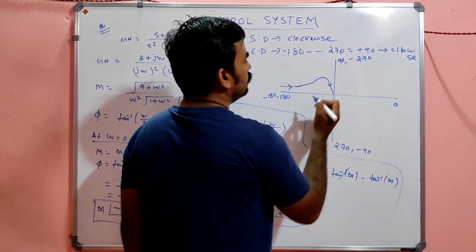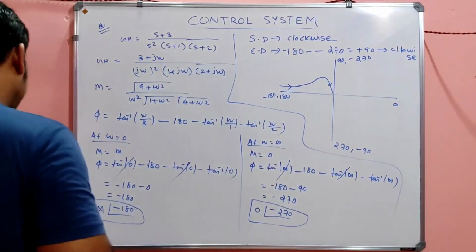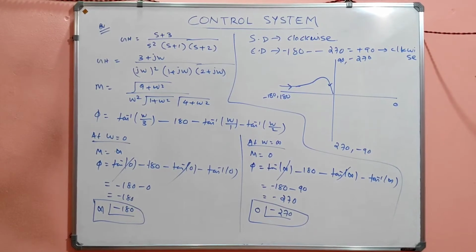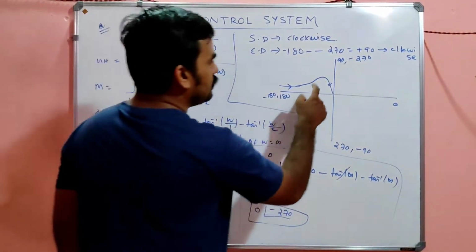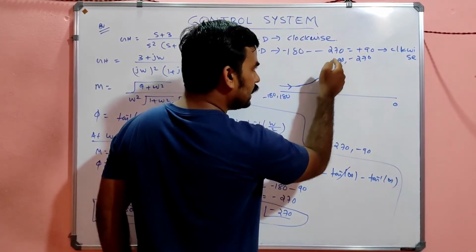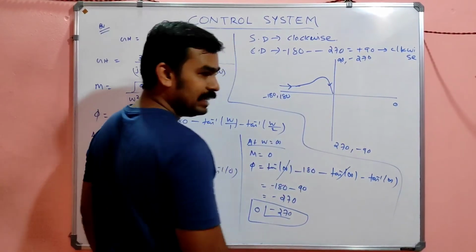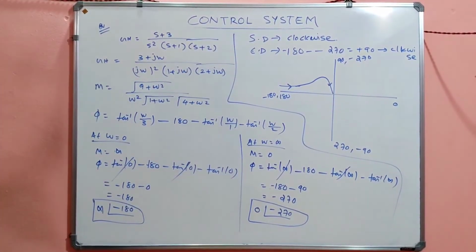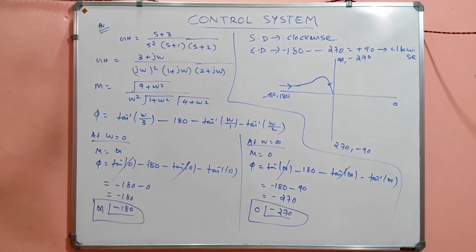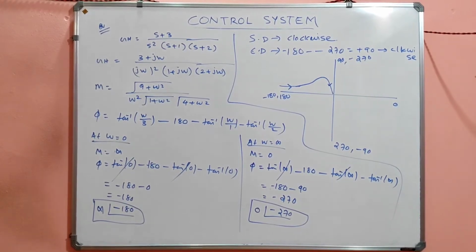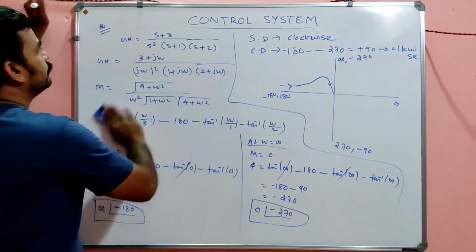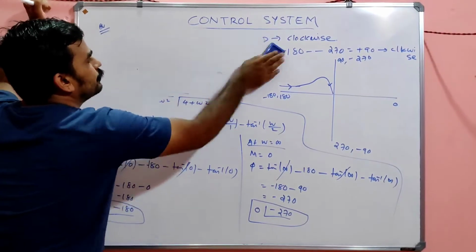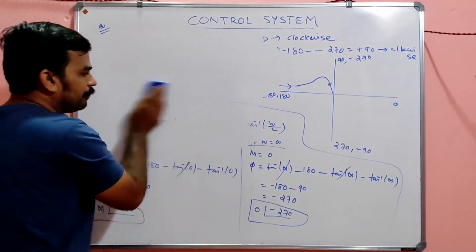This will be the graph. Minus 270 means you have to end parallel to this line. Exactly. So that's the plot, my dears. Is it clear? Can we go to the next problem?